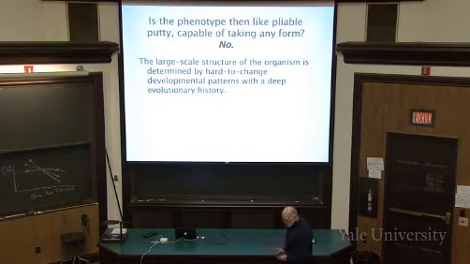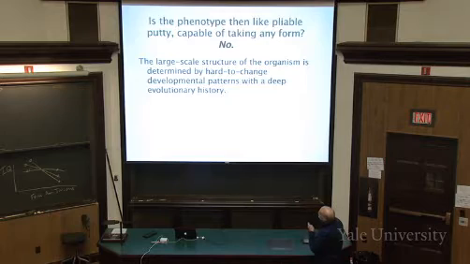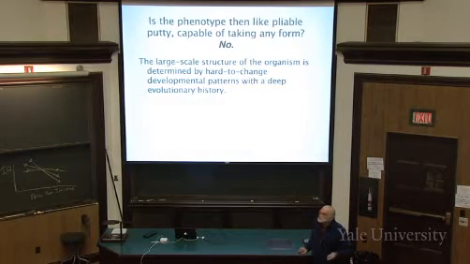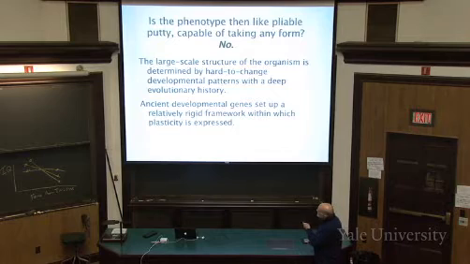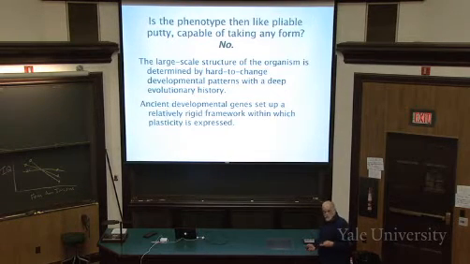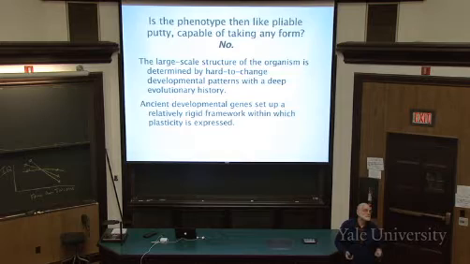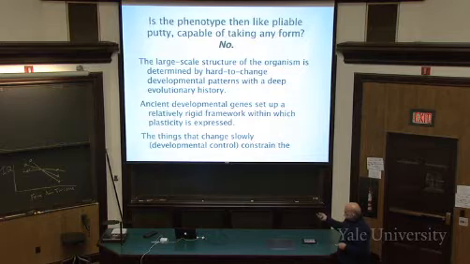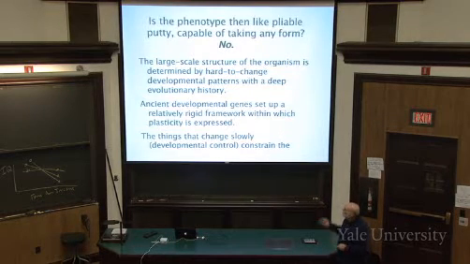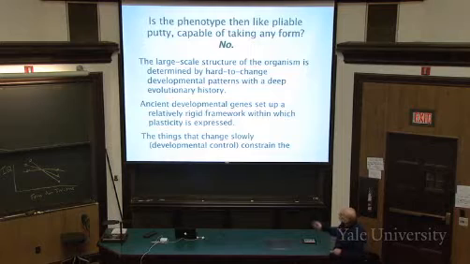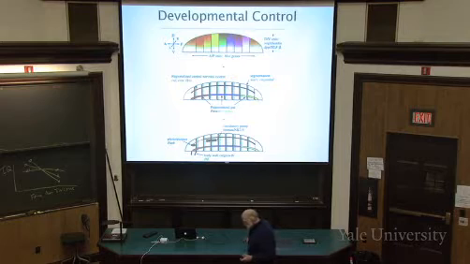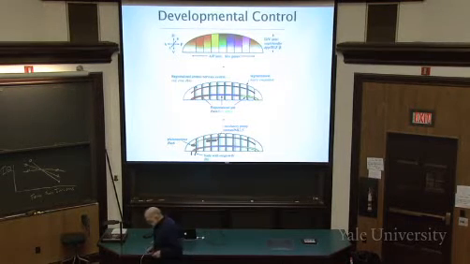And that's because, as we learned last time, the large-scale structure is determined by things that are hard to change. And those are developmental patterns that have a deep evolutionary history. And they set up a rigid framework within which the plasticity is expressed. So the things that change slowly, those are the developmental control genes, are constraining the things that change rapidly. I've just lost a little bit of text off the bottom here. So let's do this with the example of distalis.